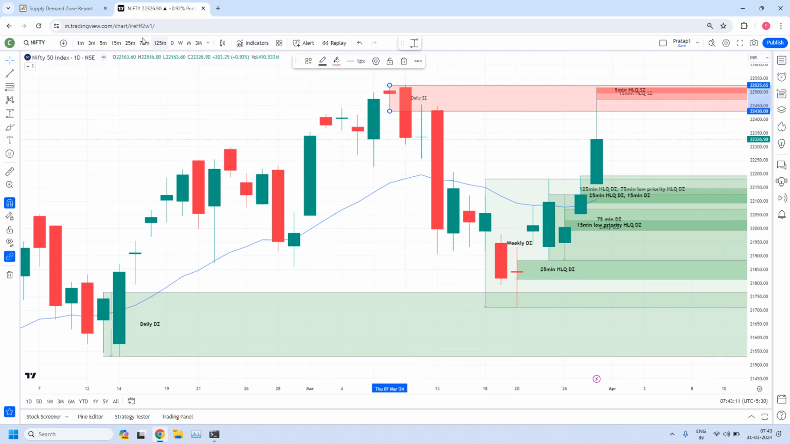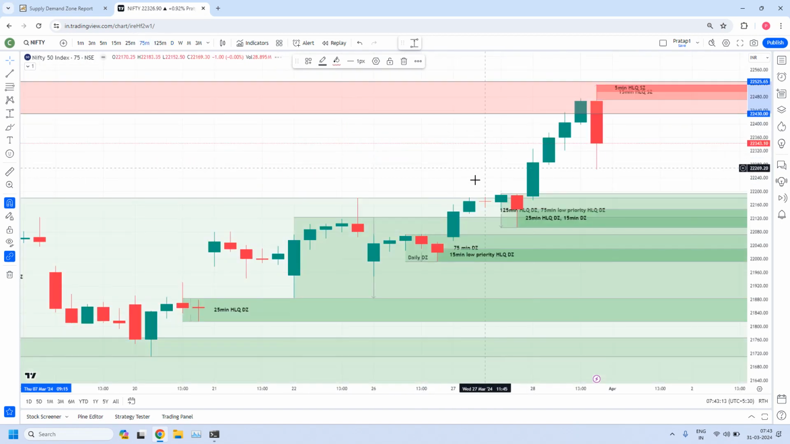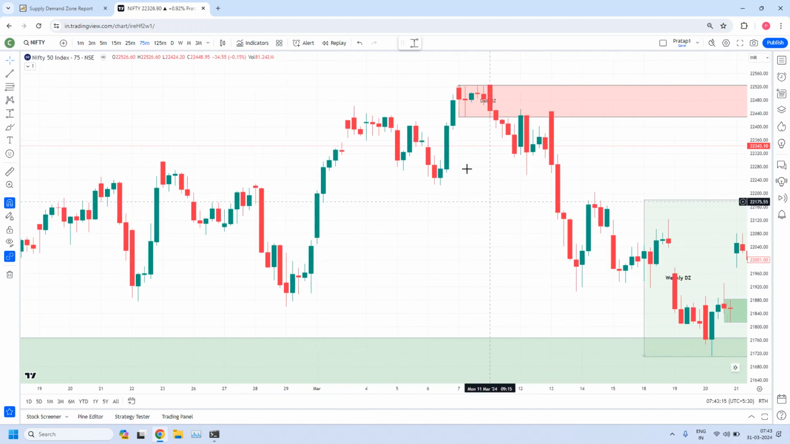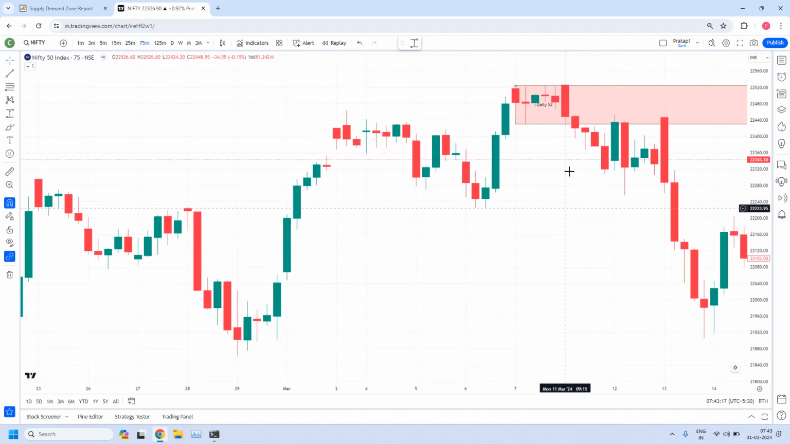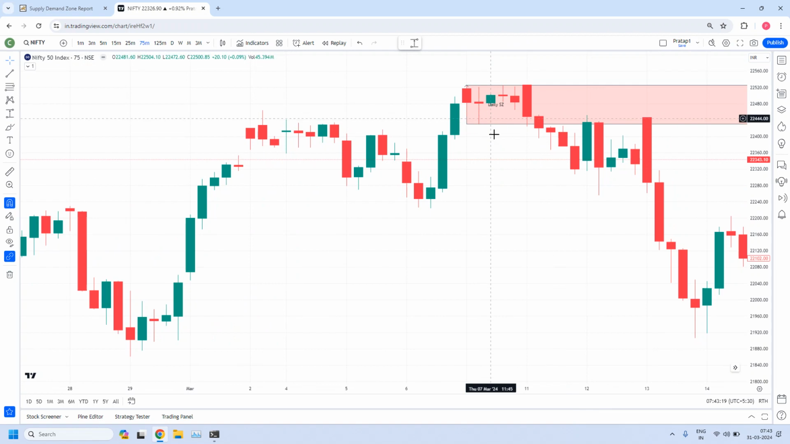So inside this, we identified a 75-minute zone. So where is the 75-minute zone? Here you can consider this as an ERC candle, 3 base candles and drop. That way you can consider the 75-minute zone. Then your zone will be like this.